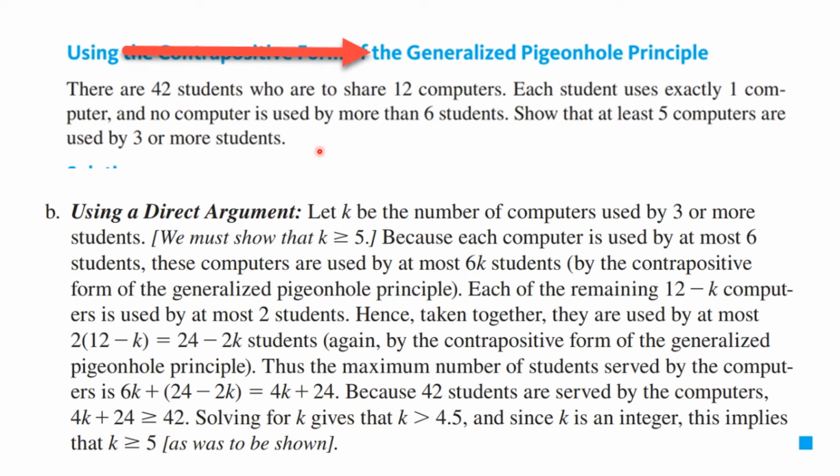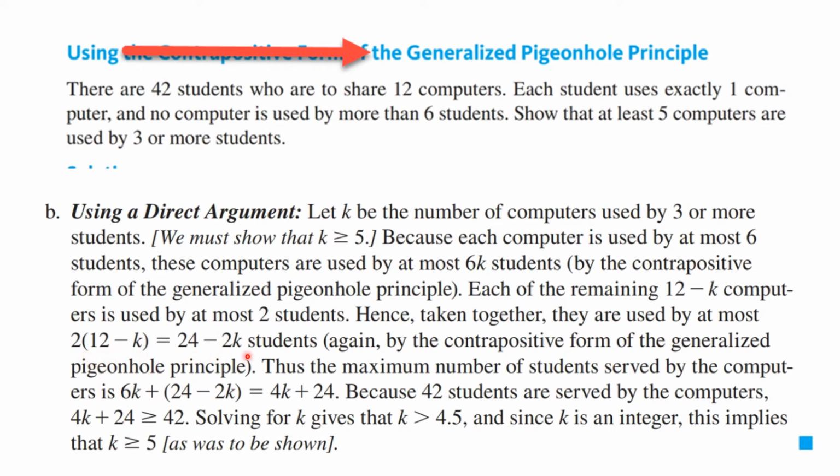Yeah, this is the exact same problem, but now we're going to use a direct argument instead of a proof by contradiction. Let K be the number of computers used by 3 or more students. We must show that K is bigger than or equal to 5. Because each computer is used by at most 6 students, these computers are used by at most 6K students. Each of the remaining 12 minus K computers is used by at most 2 students. Hence, taken together, they're used by at most 2 times (12 minus K), or 24 minus 2K.